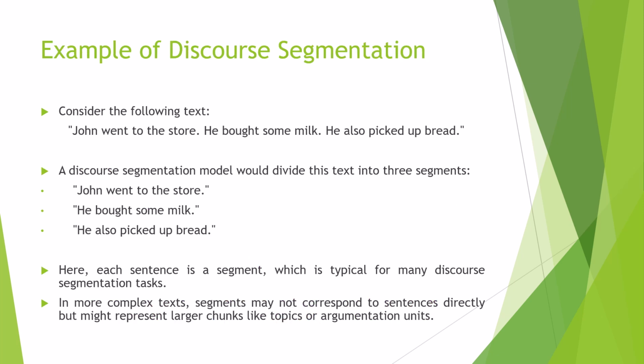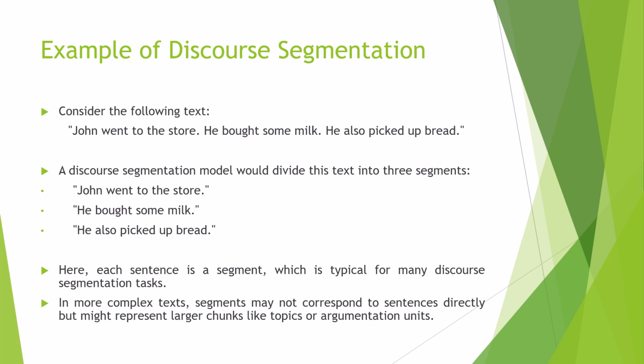For example, in this given passage, we have three sentences. The first one is John went to the store. The second one is he bought some milk. The third one is he also picked up bread. So these sentences are related to each other, and we are going to segment this into individual sentences. So we are getting three sentences from it.